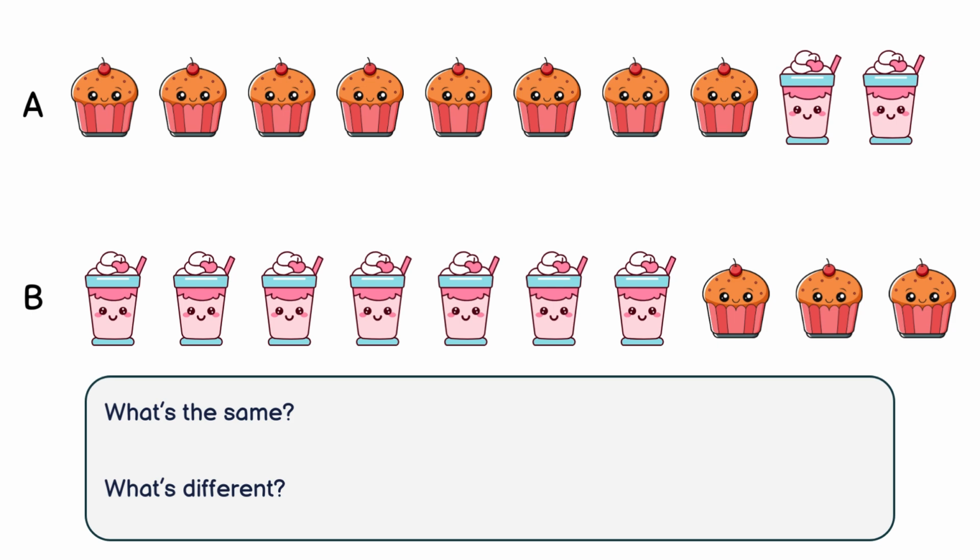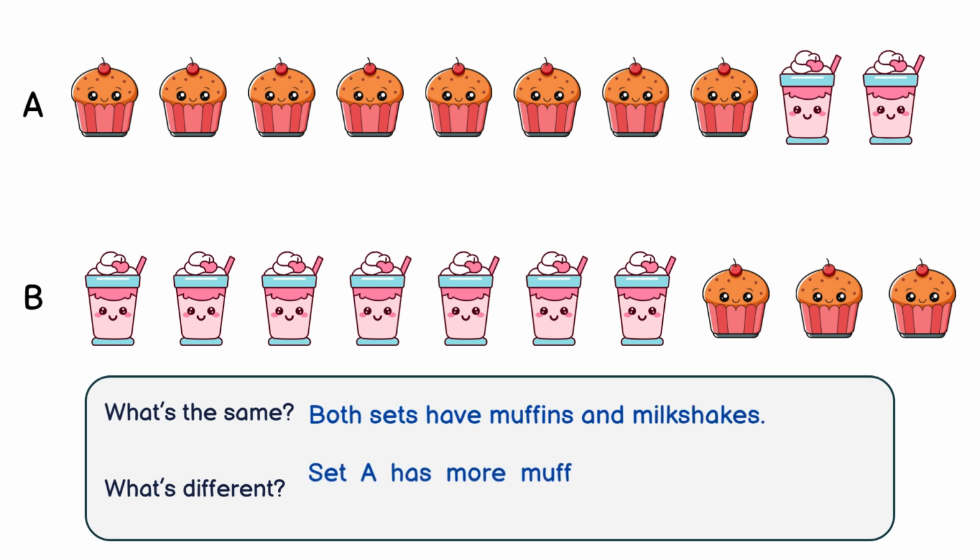But Set A has 8 muffins, and Set B only has 3 muffins. And what about the milkshakes? Set A has 2 milkshakes, while Set B has 7. So, what's the same and what's different? That's right. Both sets have muffins and milkshakes. But Set A has more muffins and Set B has more milkshakes. Great job spotting the differences.